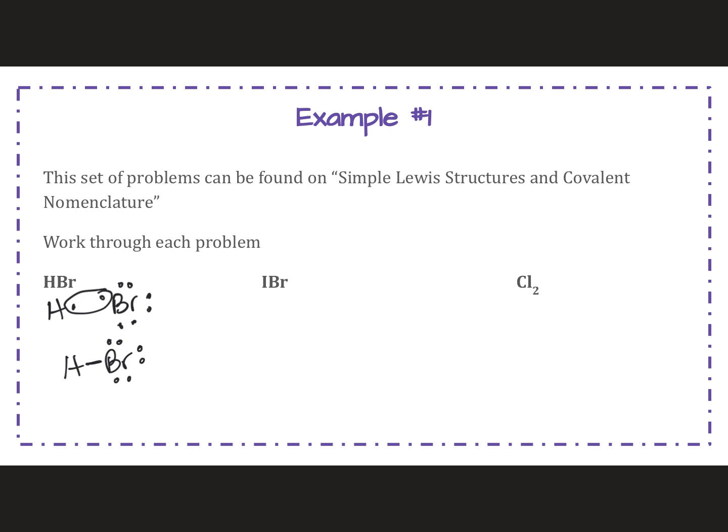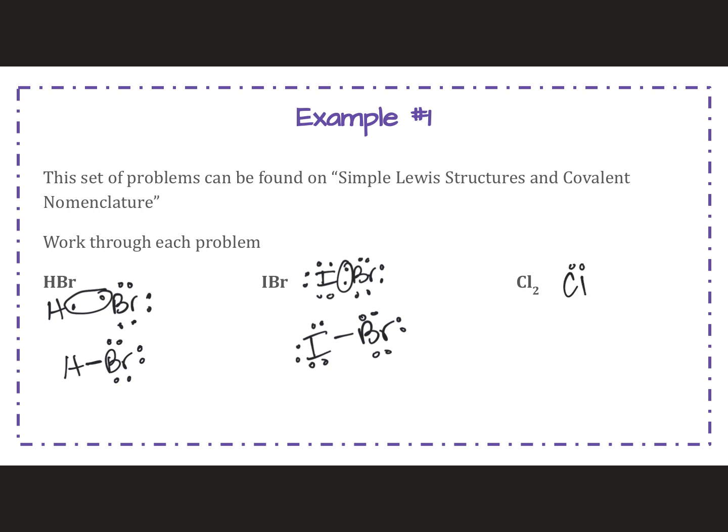That's it. Our next example is iodine and bromine. We already know that bromine's got 7 valence electrons. Iodine is actually in the same group as bromine. It also has 7 valence electrons. So I'm going to form a bond with those 2 electrons that are by themselves. And there's our covalent compound.